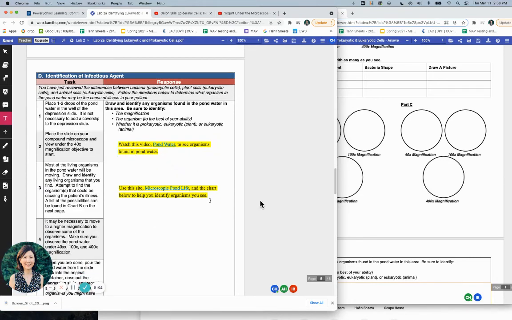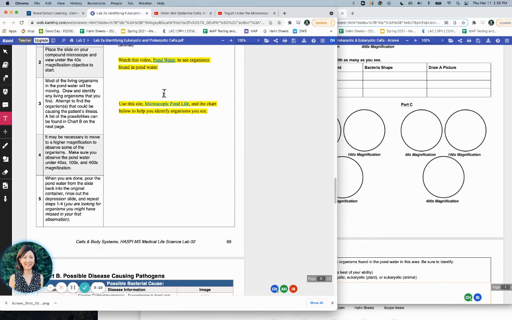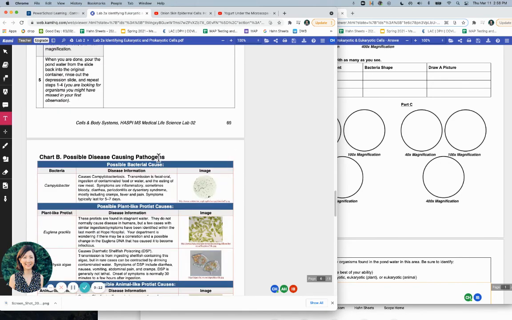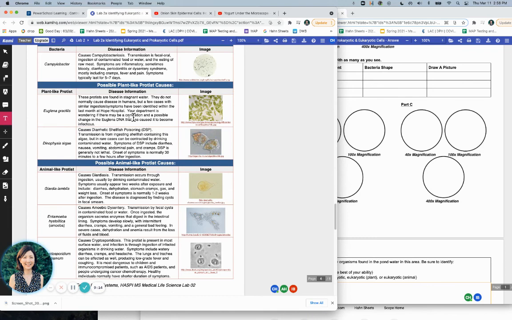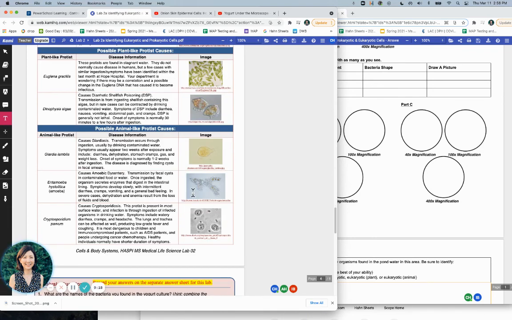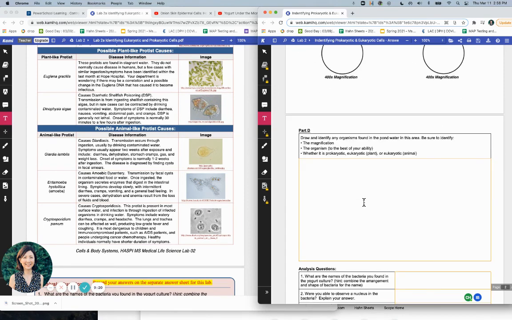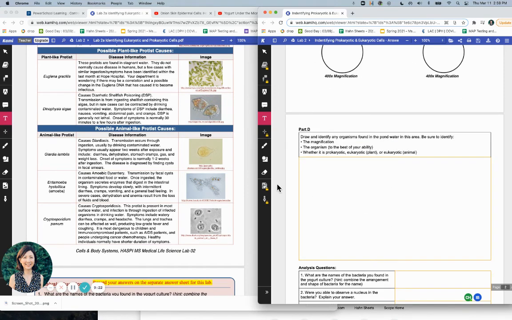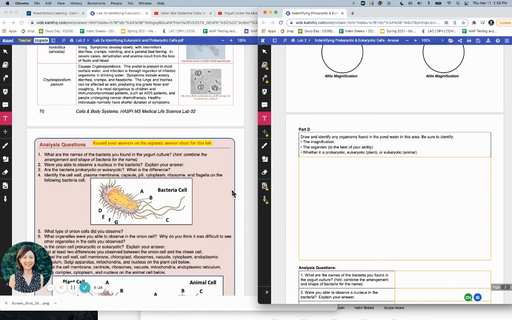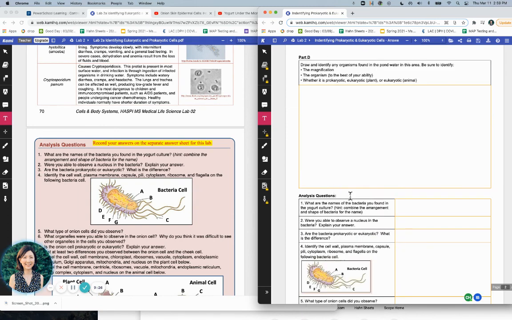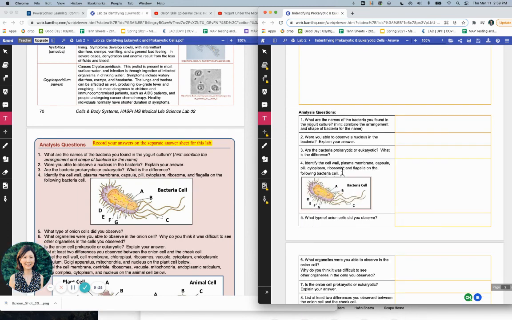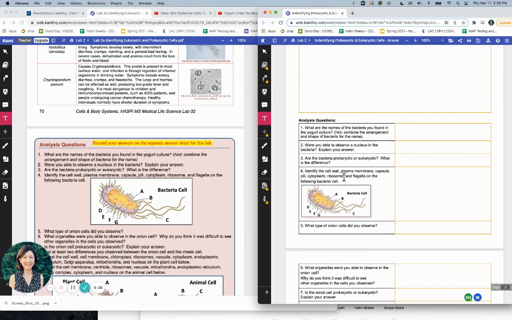Okay, and then for D, you're going to be looking at pond water, and you're going to see if you can identify some organisms. Here is a chart that's going to help you recognize some of them, and here's another chart. So if you see any of these things, that way you know what it is. And you can put that in part D. Okay, and then you're going to answer the analysis questions based on your lab.